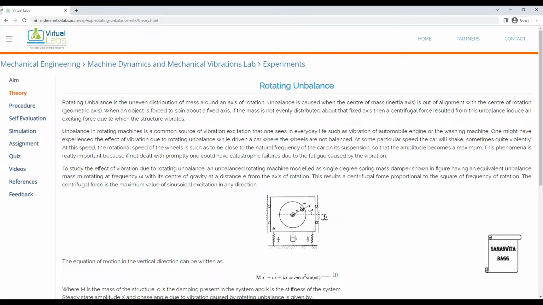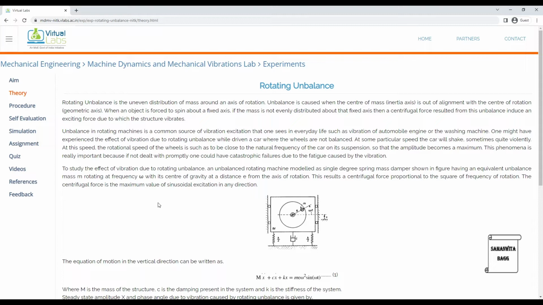This phenomenon is really important because if not dealt with promptly, one could have catastrophic failure due to the fatigue caused by the vibration. Because of fatigue failure, the car can completely go into a different uncontrolled mode and it can cause catastrophic failure.